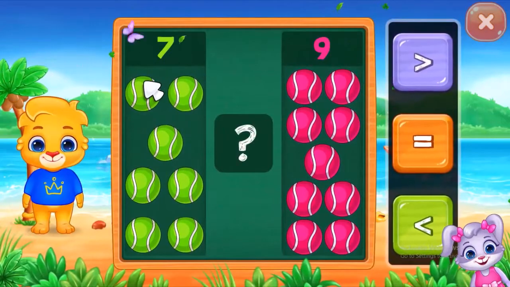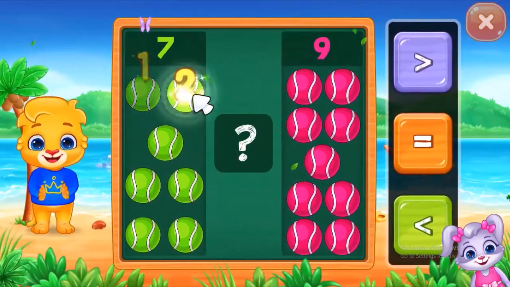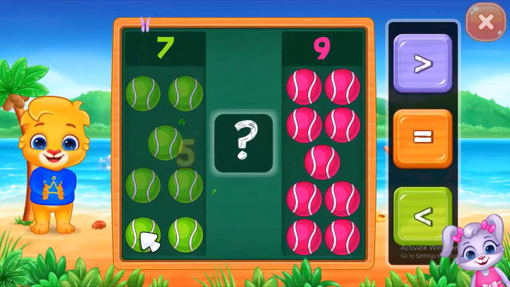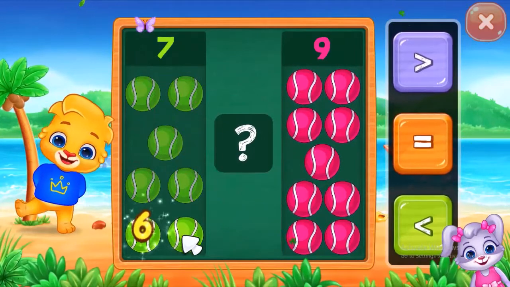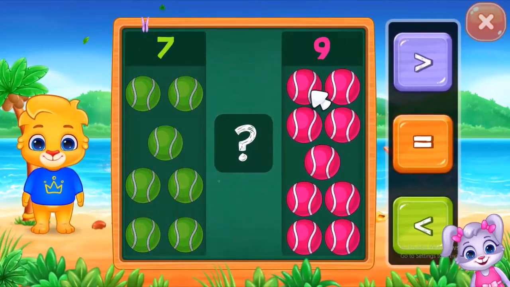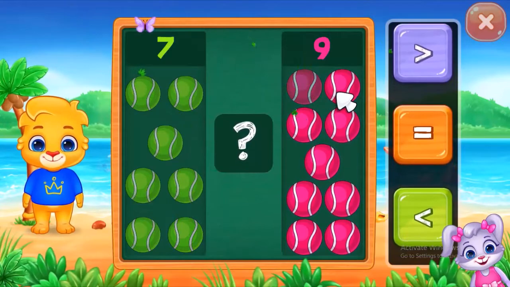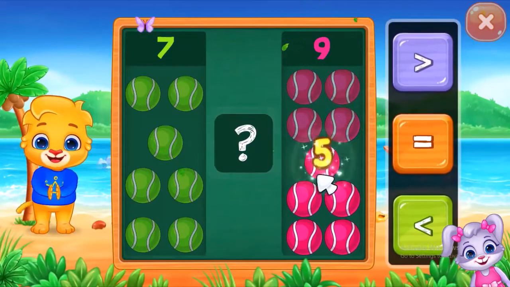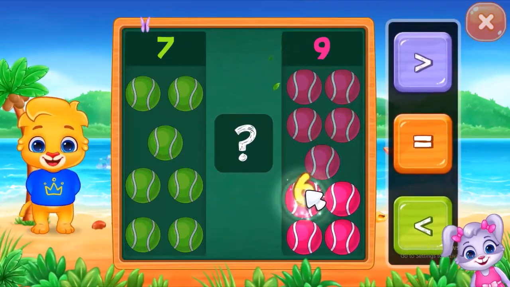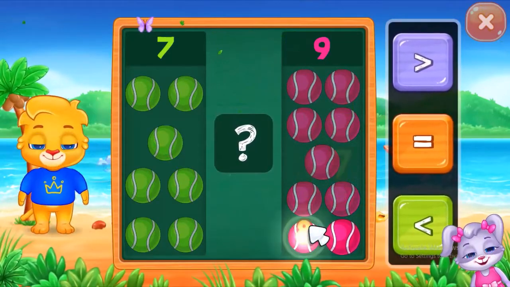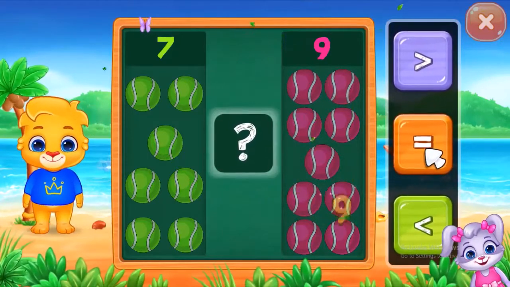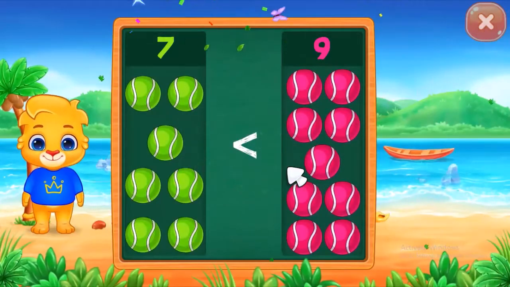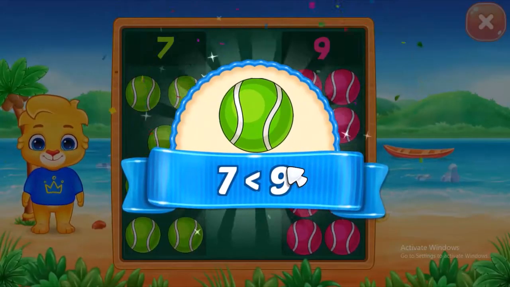Balls. 1, 2, 3, 4, 5, 6, 7. 1, 2, 3, 4, 5, 6, 7, 8, 9. Less than. Woohoo! 7 is less than 9.